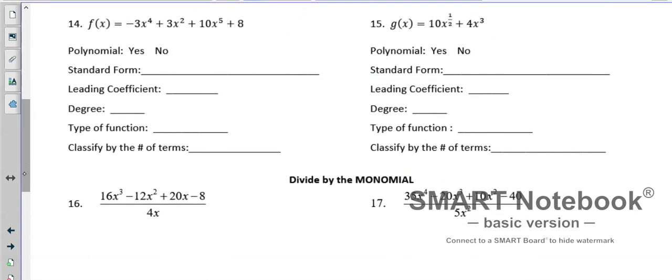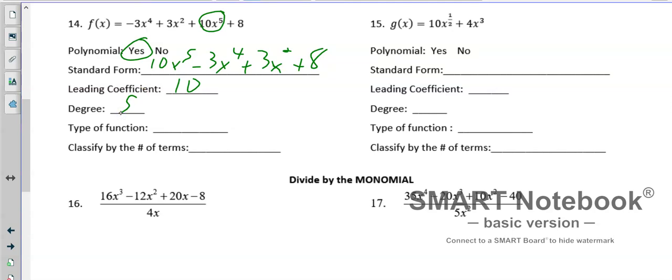Number 14 is a yes. It is not in descending order, so this needs to move to the front, which right away gives me a 10 right here for the lead coefficient. Then the 4th power, then the 2nd power, and then the 8th. The degree is 5. The type of function is quintic, however you want to pronounce it. And once we go past 3, we just call it a polynomial.